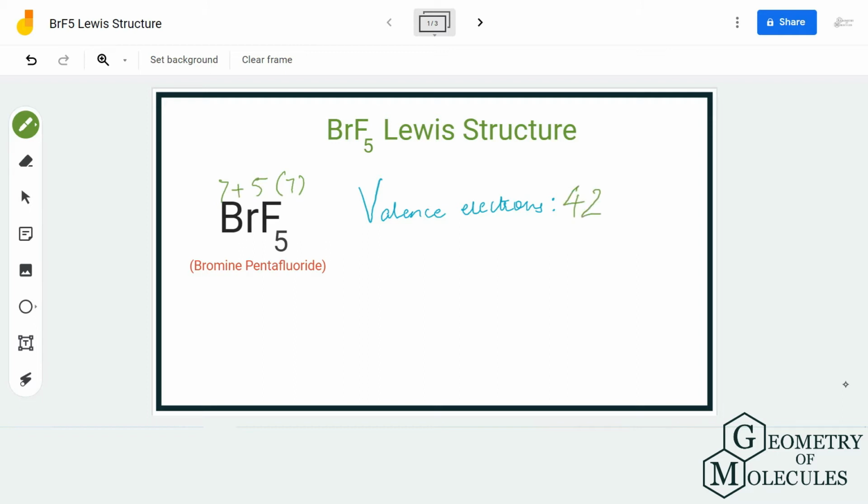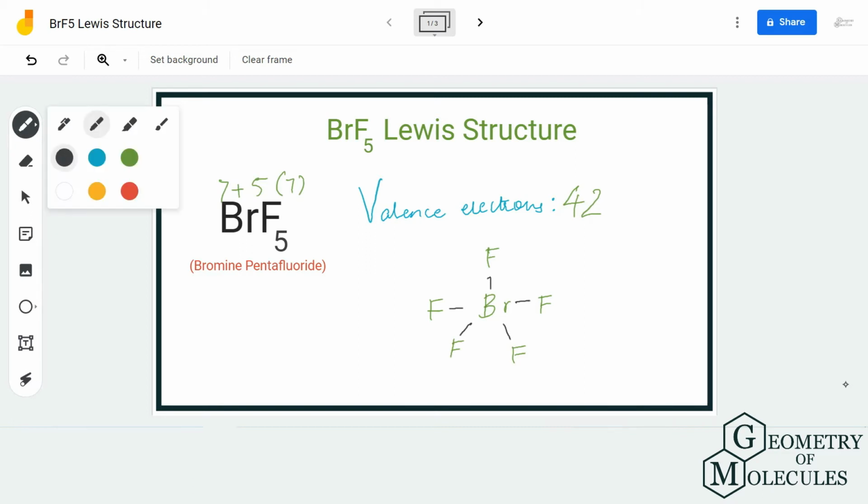Once you know the number of valence electrons, start placing atoms and show bonds to form a Lewis structure. Here, the bromine atom will take the central position and all the fluorine atoms will surround the central atom. To show a bond, place lines like this between the bromine and fluorine atoms. Each bond takes up 2 valence electrons, which means we have used up 10 valence electrons out of 42, and now we are left with 32 valence electrons.